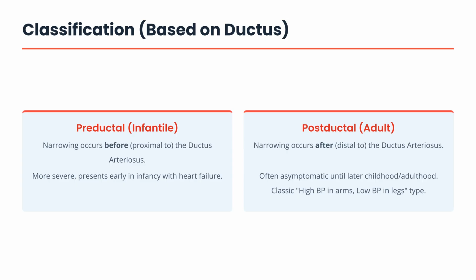Coarctation is classified based on its relation to the ductus arteriosus. Preductal or infantile COA occurs proximal to the ductus, is more severe, and presents early with heart failure. Postductal or adult COA occurs distal to the ductus and is often asymptomatic, but presents with classic high blood pressure in the arms and low blood pressure in the legs.